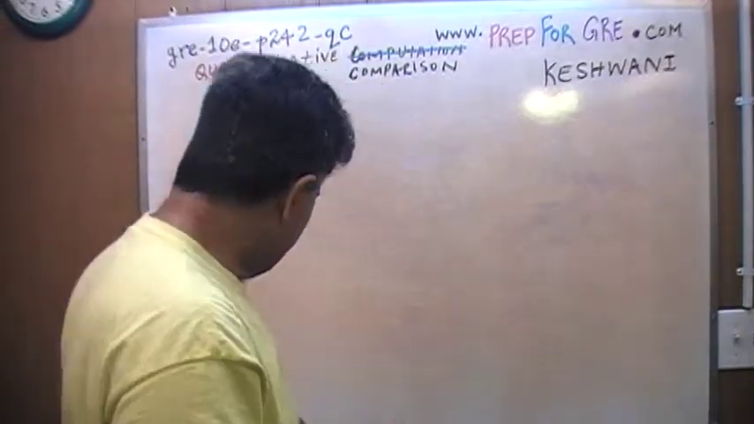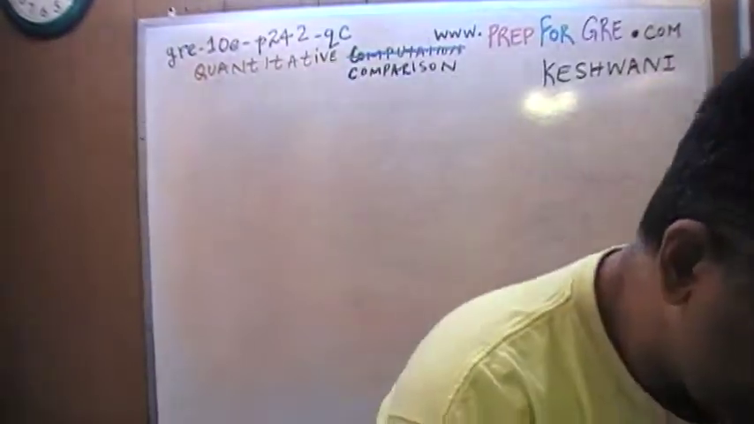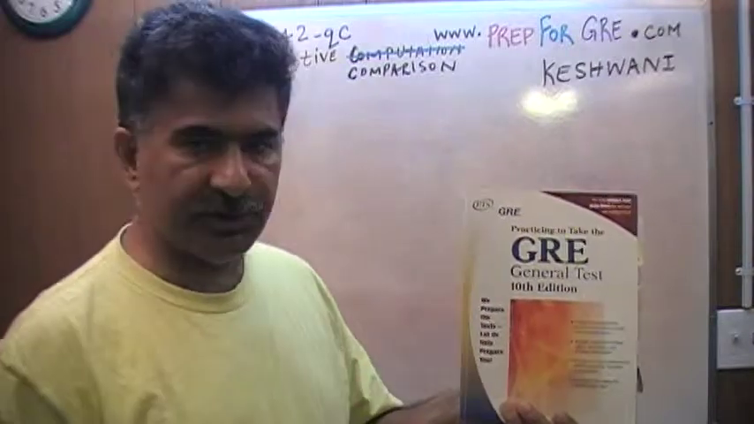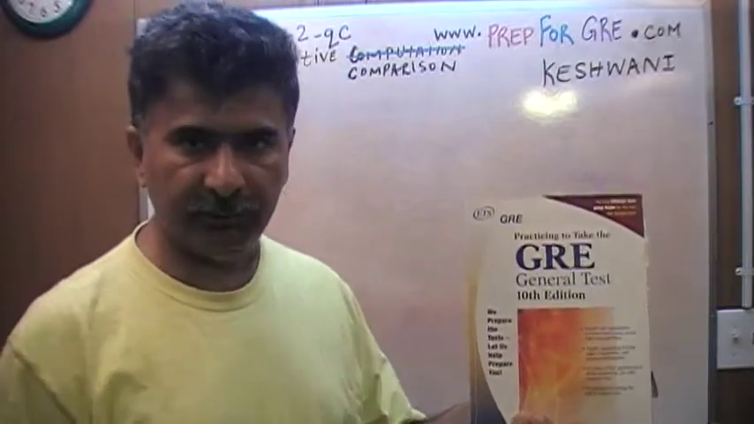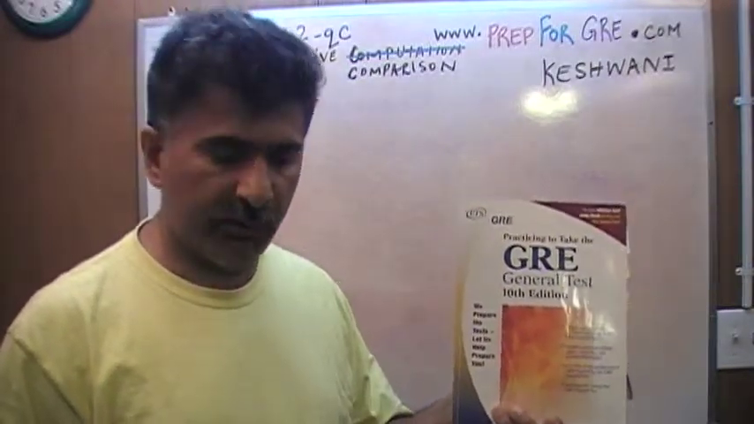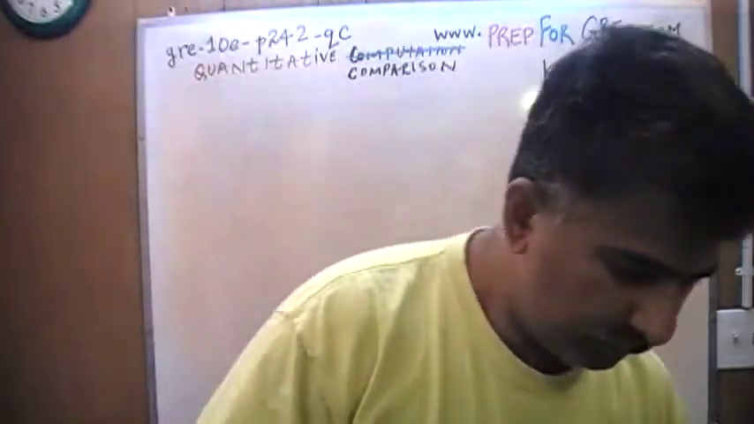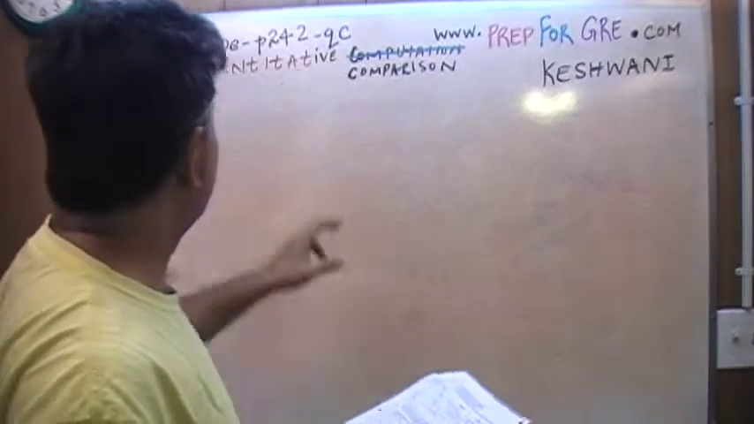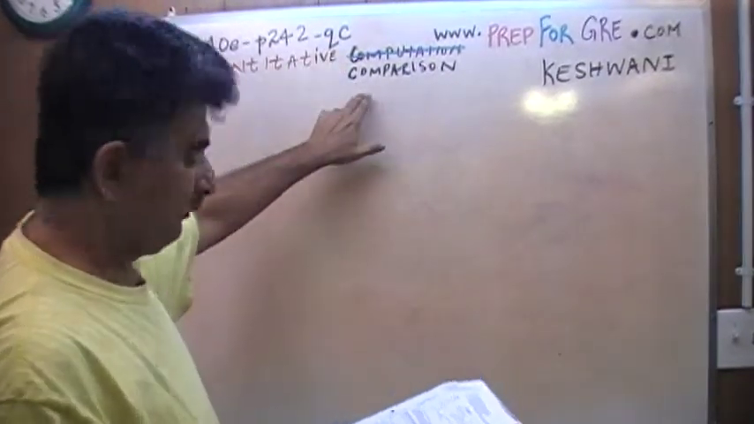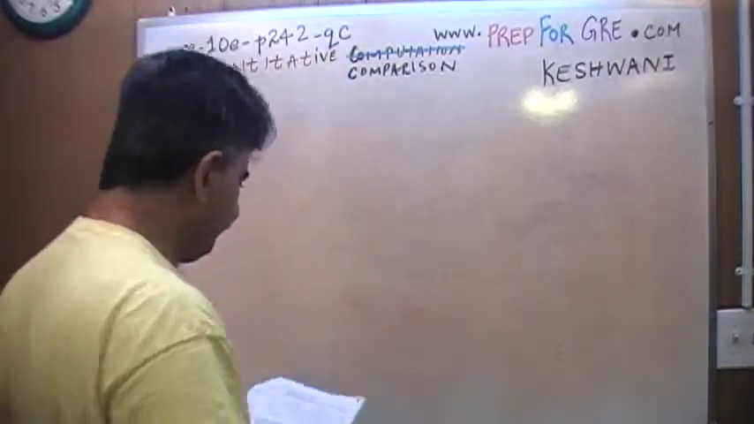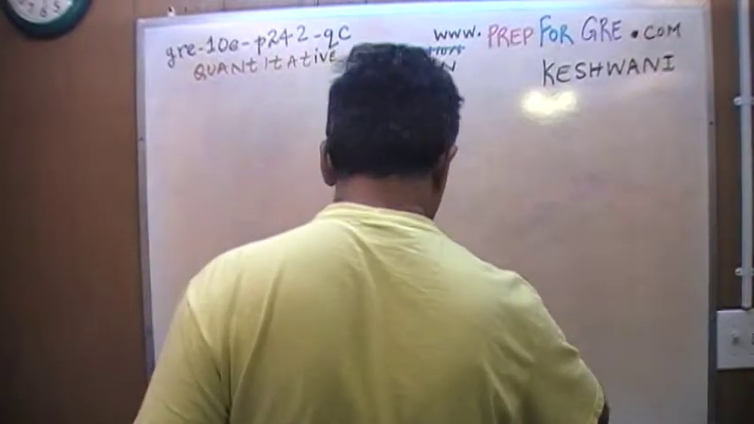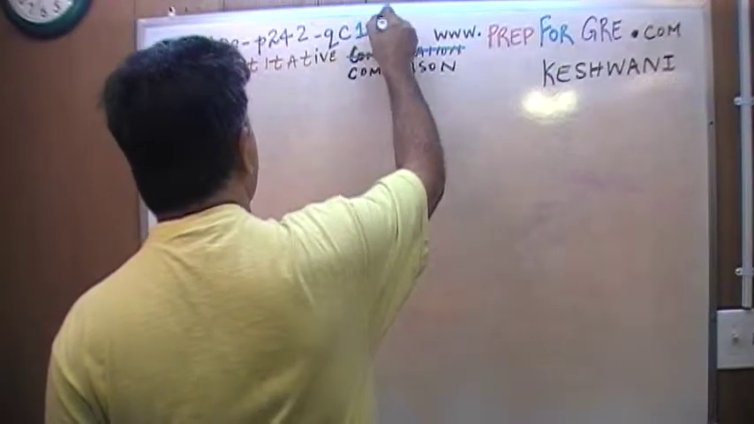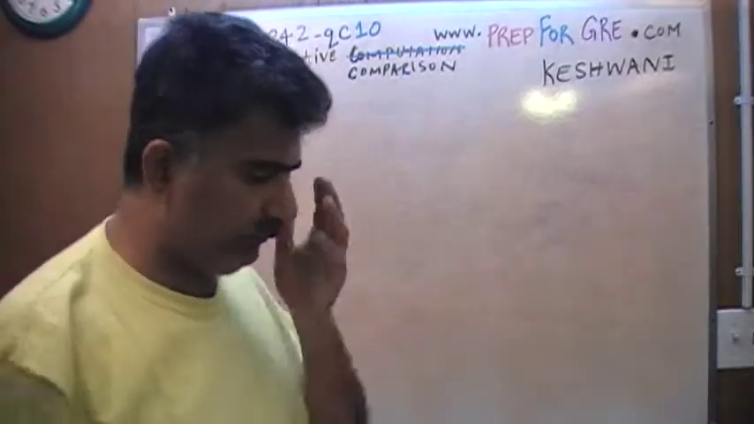I have been solving math problems for GRE out of this book here, practicing to take the GRE General Test, the 10th edition. If you do not own this book already, purchase it immediately. The problem that I'm about to solve is the one that you're going to find on page number 242, quantitative comparison question, number 10. Let's take a look at it.